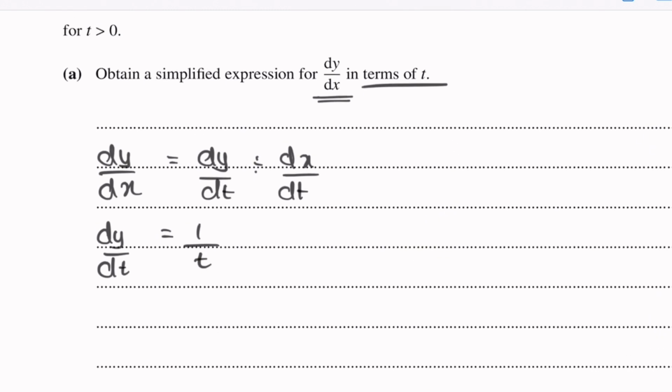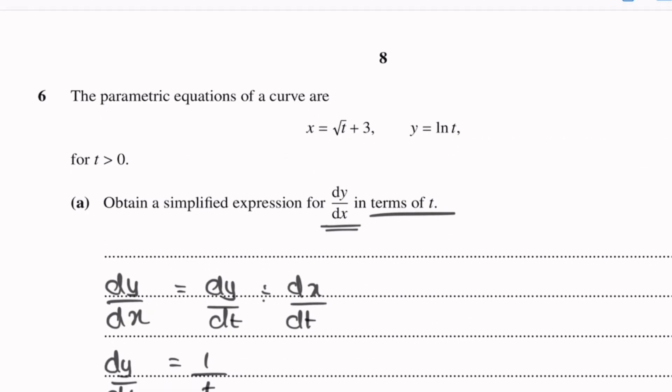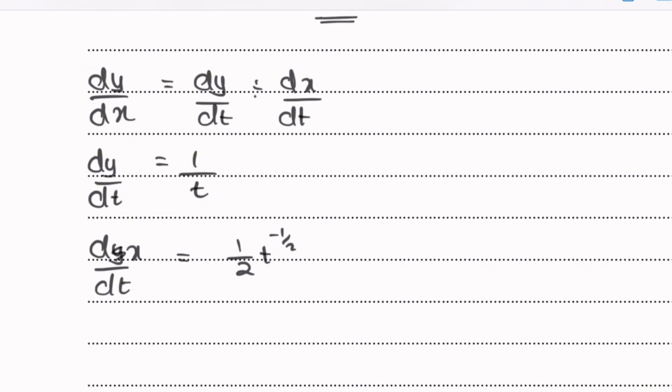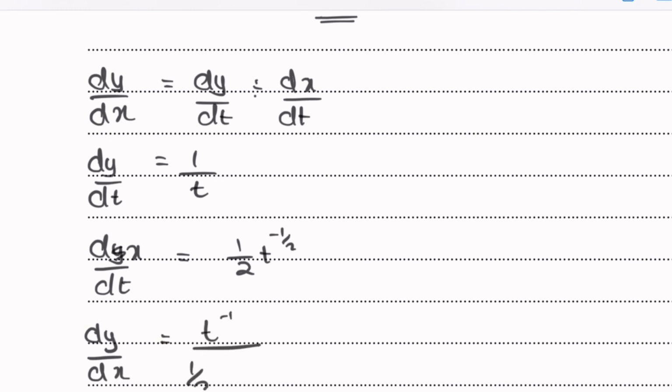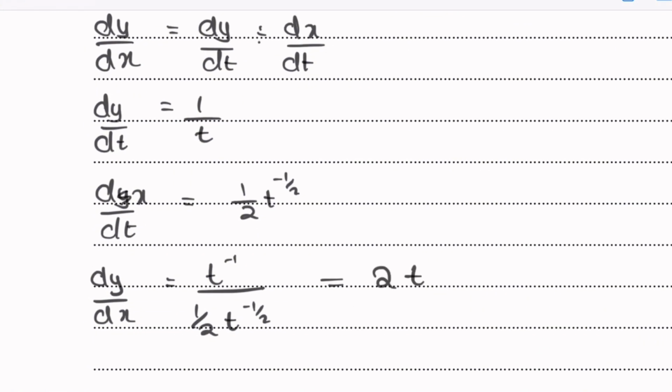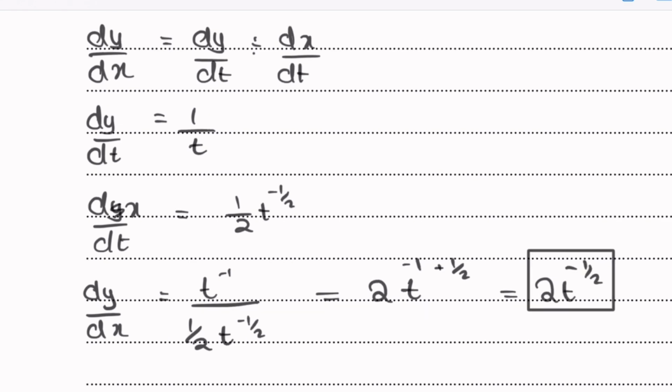But then to get the derivative of root t plus 3, so dx/dt, you're going to get 1/2 t to the power of negative half. Now if you divide the two together, you get dy/dx equals t to the power of -1 divided by 1/2 t to the power of negative half. Now that's going to equal 2 times t to the power of -1 plus 1/2, which is the same as 2t to the power of negative half, and this is supposed to be the derivative.